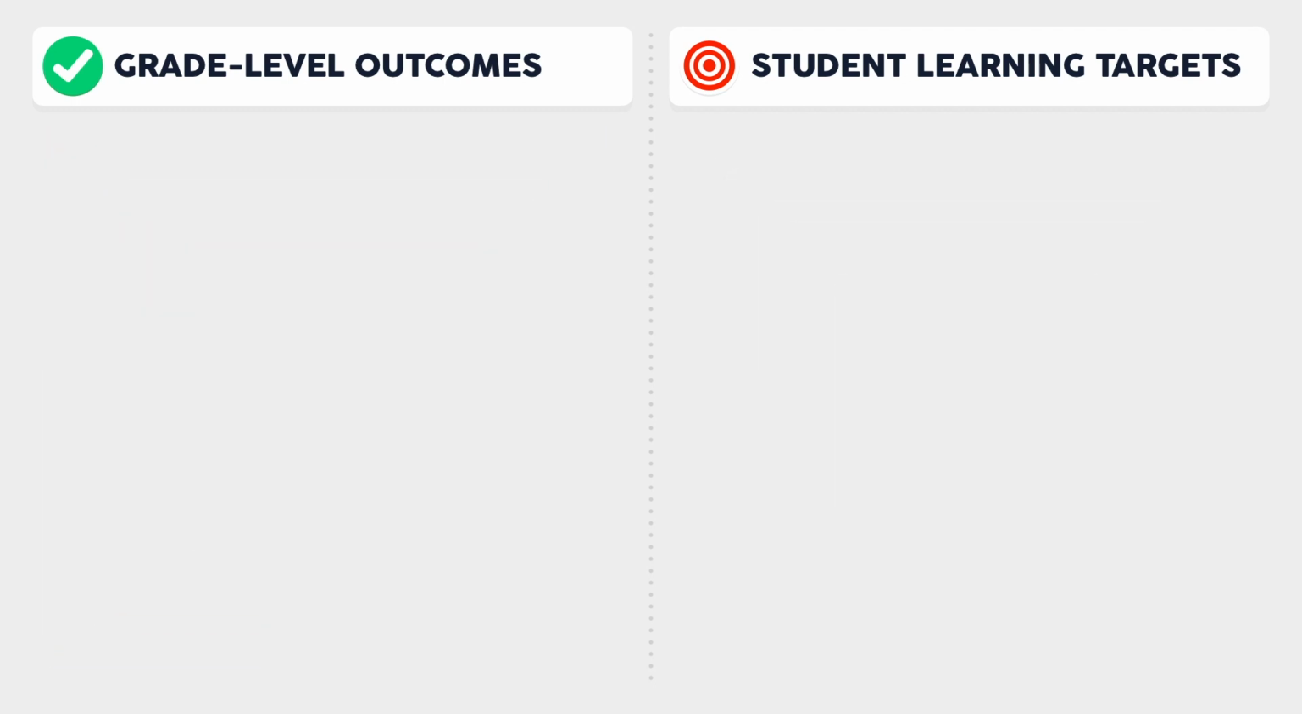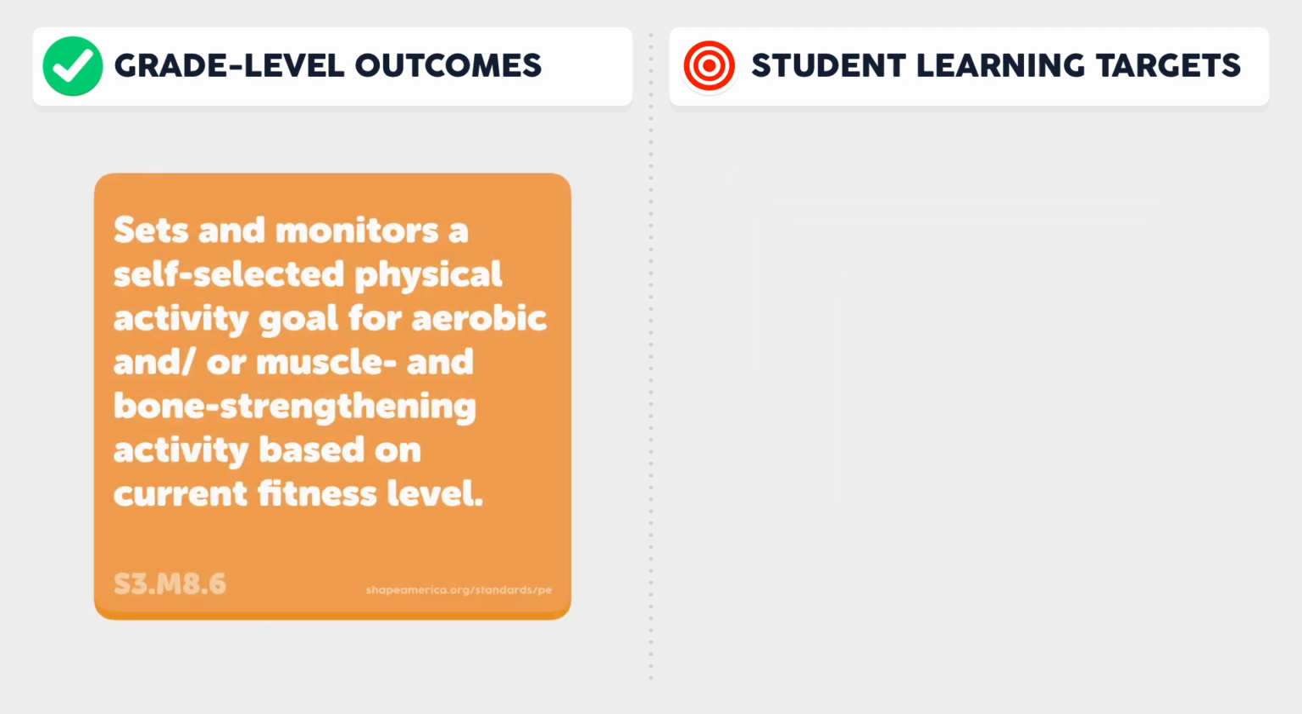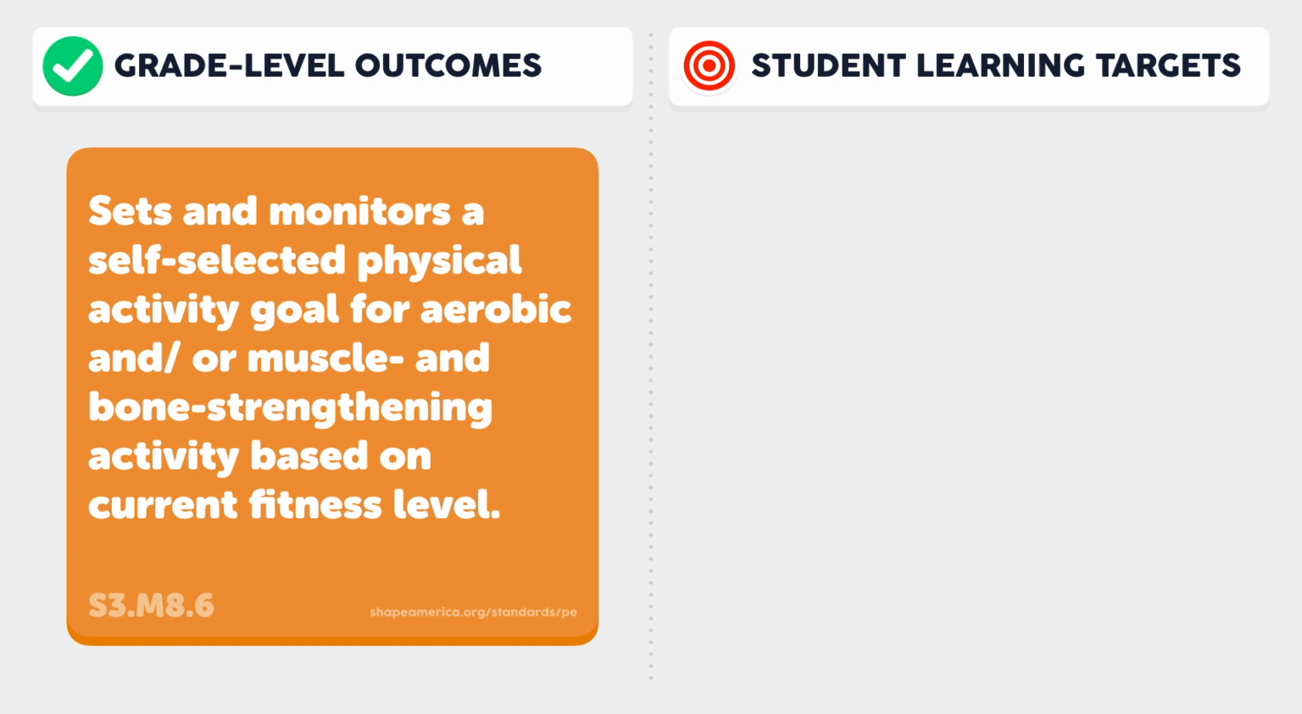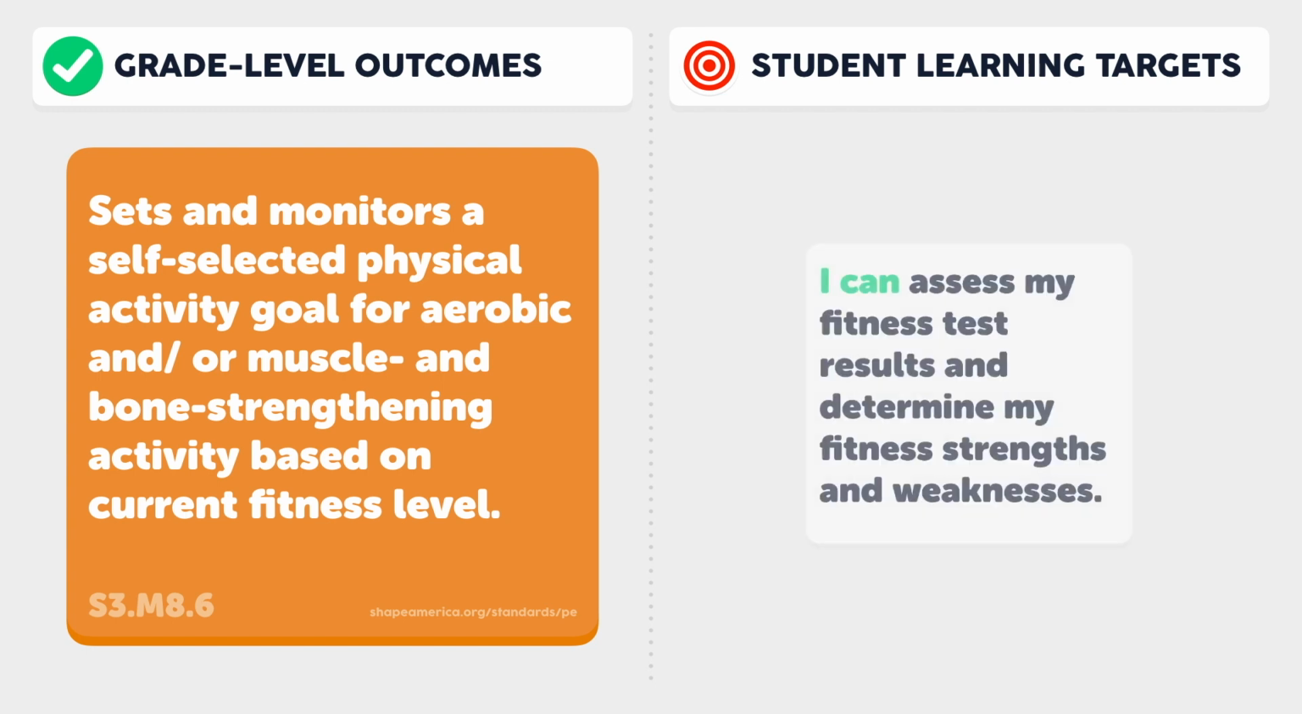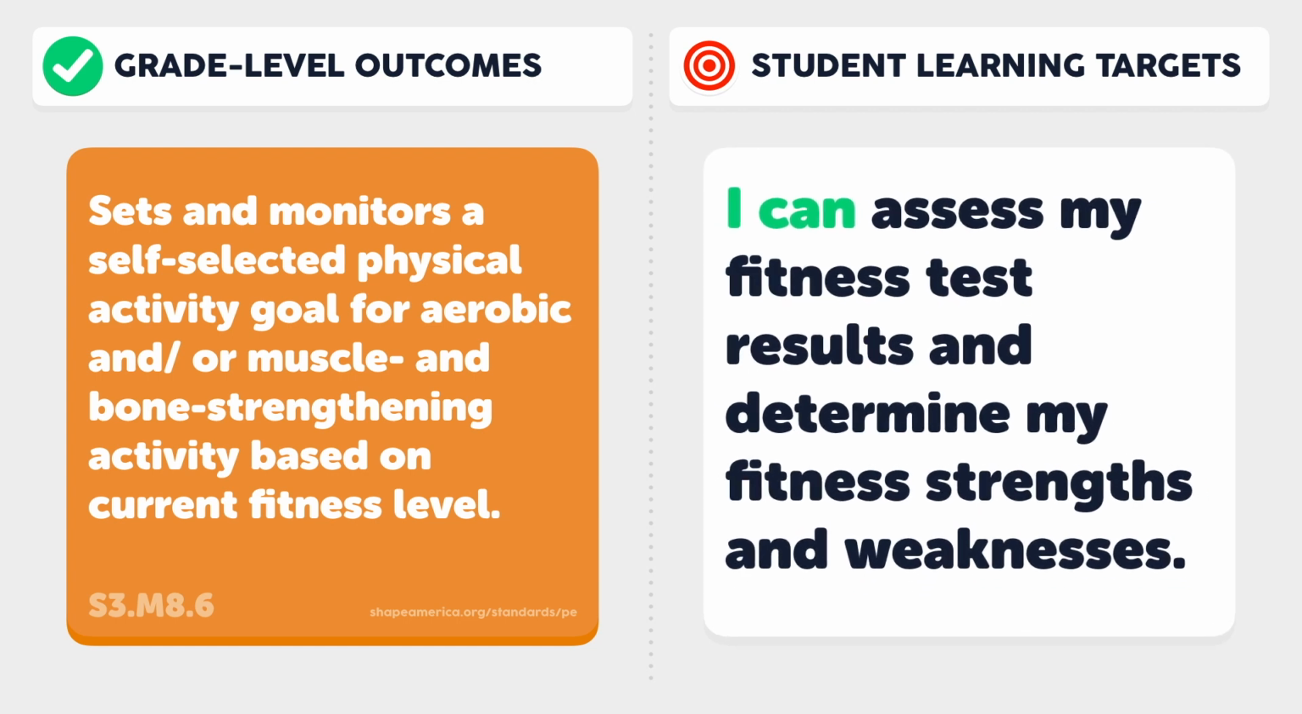Alright, let's check out a middle school outcome. For the sets and monitors a self-selected physical activity goal for aerobic and/or muscle strengthening activity based on current fitness level outcome that my grade 6 students focus on in our SMART goals unit. Examples of student learning targets I created for the unit and its lessons include: I can assess my fitness test results and determine my fitness strengths and weaknesses.